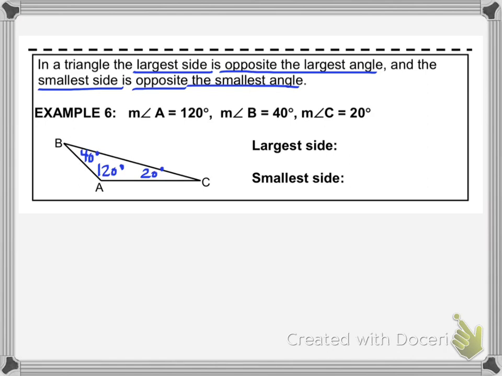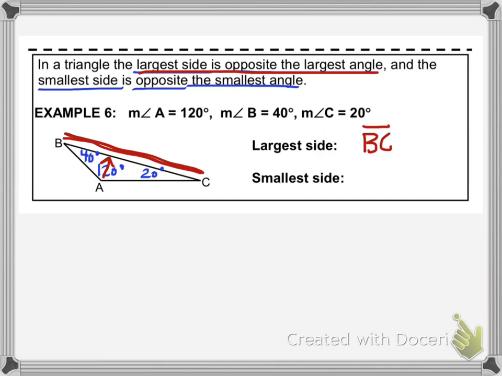Well, the largest side is opposite the largest angle, just like it says up here. The largest angle is the 120. If I was to draw an arrow from that angle pointing to the opposite side of the triangle, it's going to point to this side BC. That means BC, segment BC, is the largest side because it's across from the largest angle.